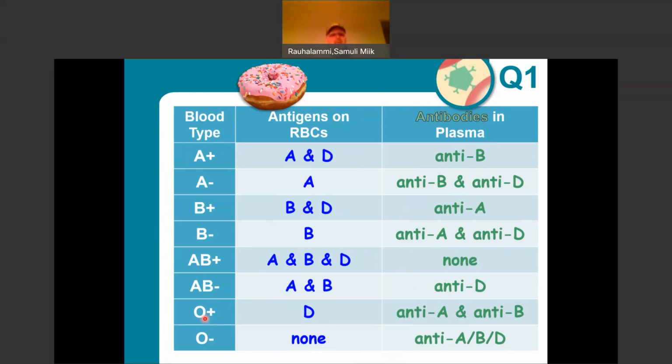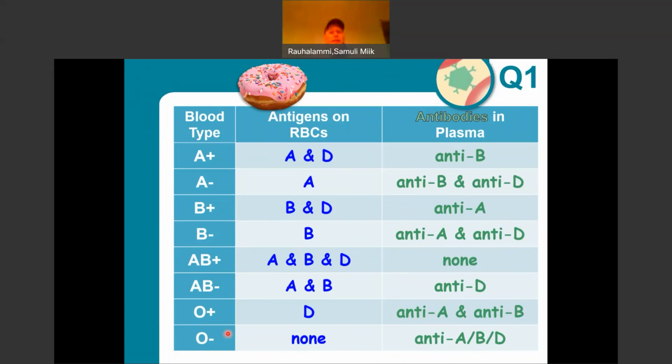Blood type O positive, well, there will not be A, there will not be B, but there will be the D that gave the positivity. If you had no A and B, that meant that you were blood type O. So therefore, your antibodies in plasma are going to be anti-A and anti-B. If you find any red blood cells that have A or B antigens, they are going to be invaders. They're going to be a problem for us.